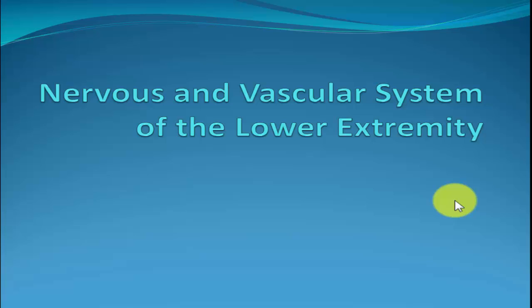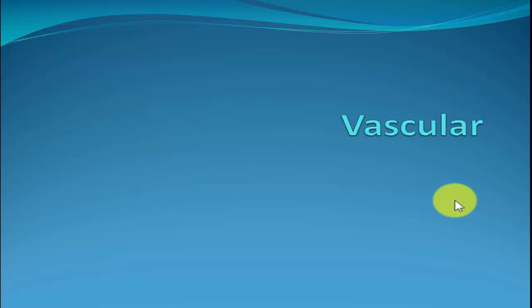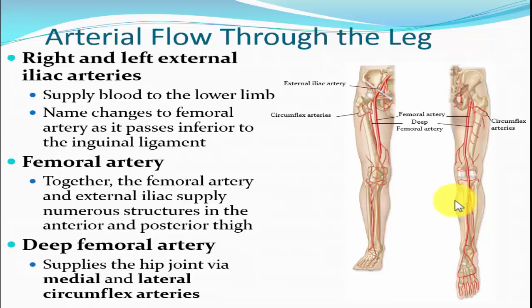So we're going to talk about the nervous and vascular system of the lower extremity, and this is part 2. Welcome back. So the vascular system is going to be our first part. When we talk about the vascular system, these are arteries flowing through the leg. So this is going to be arteries, remember, away from the heart.